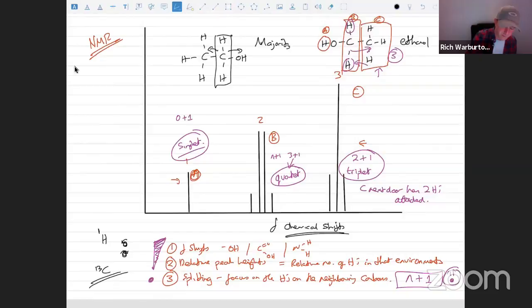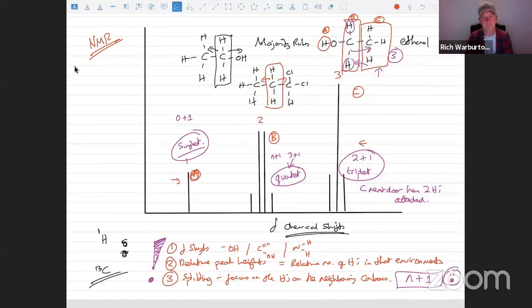So the first school of thought is majority rules. If you've got a molecule like this, maybe two chlorines and a hydrogen there, do you look left or do you look right when focusing on this central carbon? Because if you look right, it's going to be a doublet. If you look left, it's going to be a quartet. You will go with the quartet.